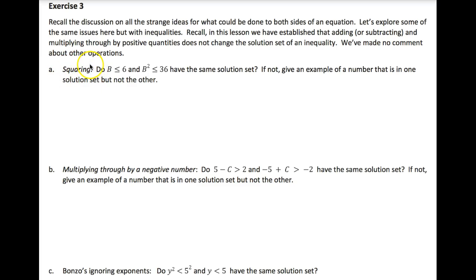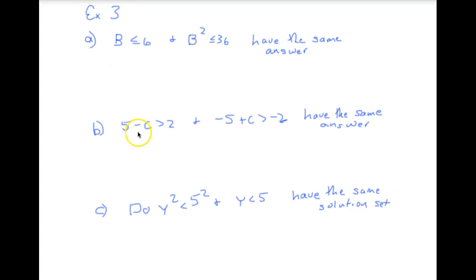Squaring didn't work with equalities, but maybe it'll be okay with inequalities. We were able to multiply through by a negative number, so the question is, can we still do that? And ignoring exponents didn't work out too well for Bonzo the first time. I don't think it's going to work out better this time. Let's find out.